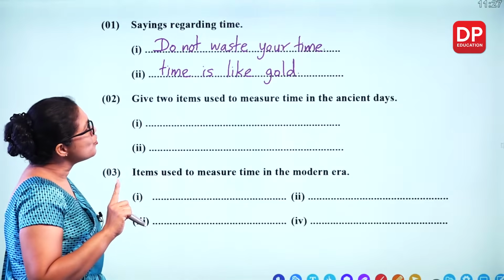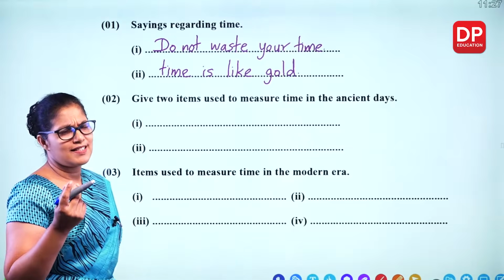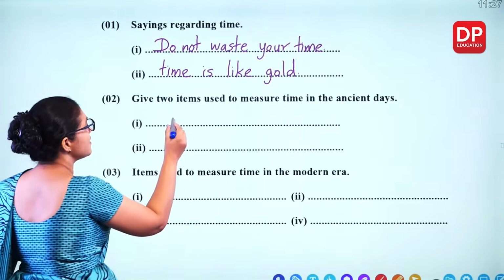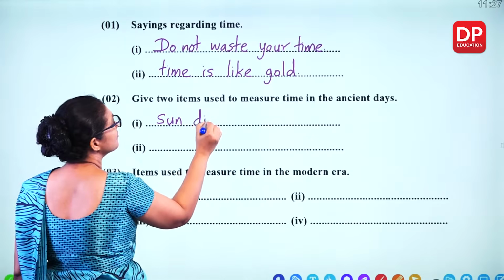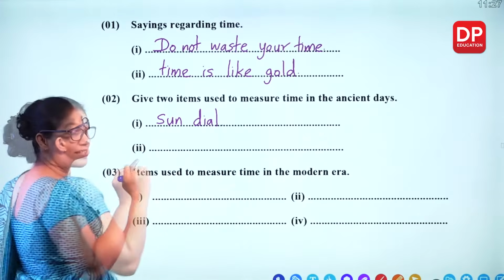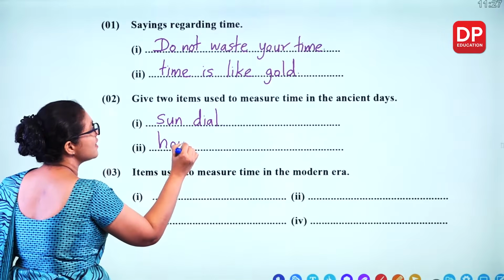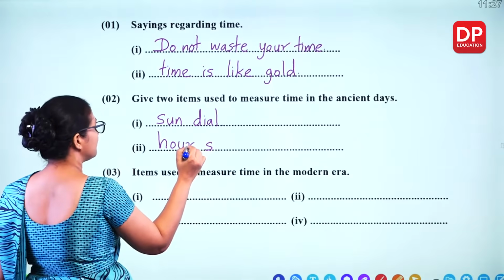Give two items used to measure time in the ancient days. What are the things that they used in ancient days? Sundial and hourglass, using sand.